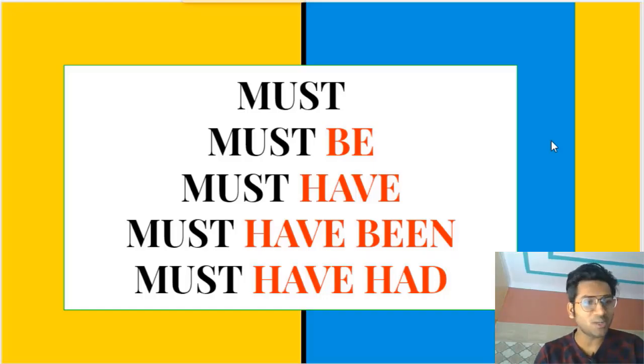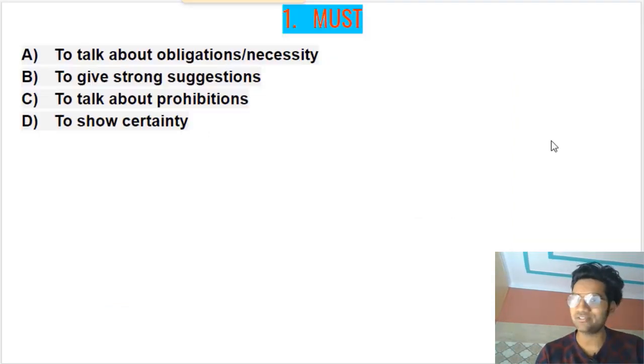Alright guys, now let's talk about all of these one by one. We're going to start with the first one, must. Must is a very simple modal auxiliary verb and it is used in the following ways. Number one, to talk about obligations or necessity. Number two, to give very strong suggestions. Number three, to talk about prohibitions, what is not allowed. And number four, to show certainty.